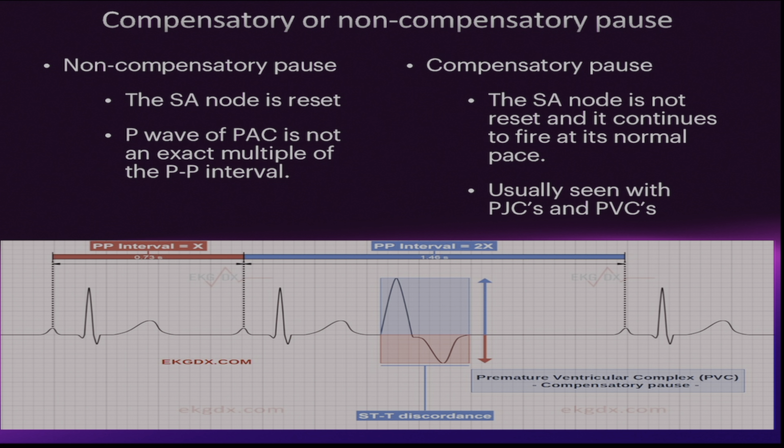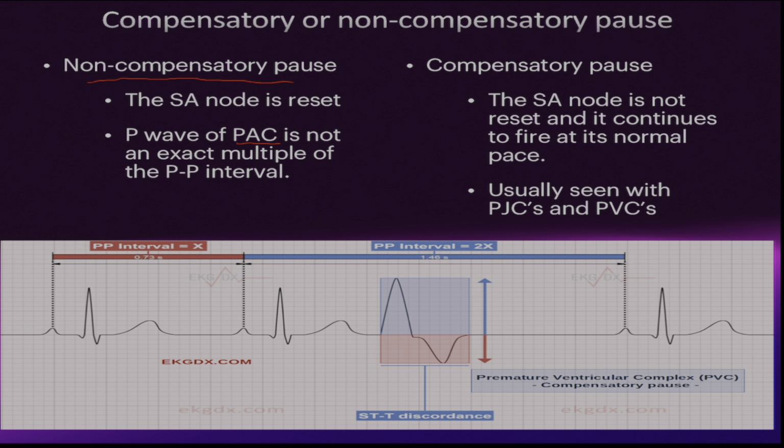Now, a non-compensatory pause is what we most often see with a PAC, and in a non-compensatory pause, the SA node is reset, meaning that the rhythm that occurs after the premature beat is occurring at a different beats per minute and regularity compared to the rhythm previous to the premature atrial contraction. So if we were to march out the P to P intervals before and after the premature atrial contraction, we would see that they don't line up.